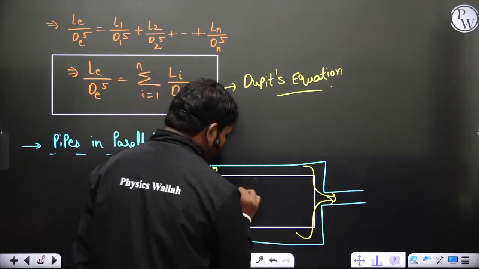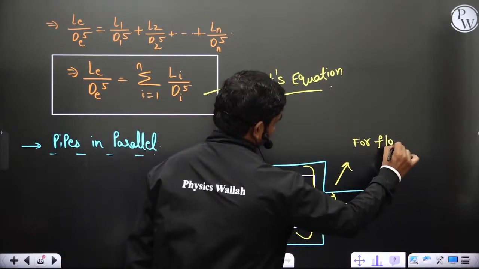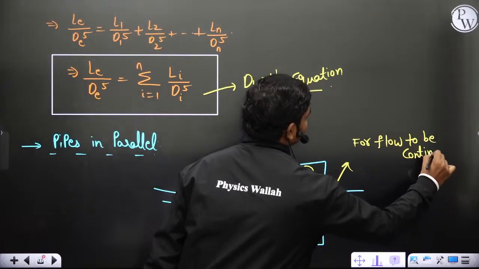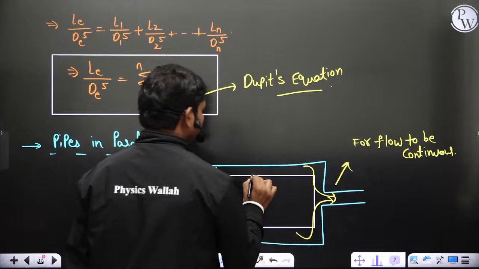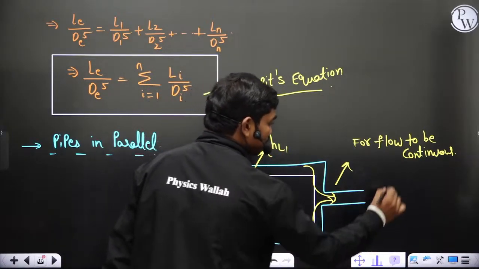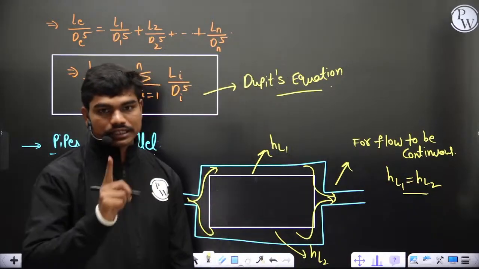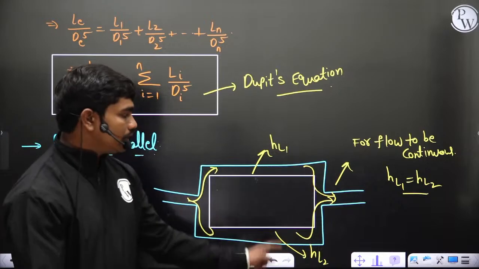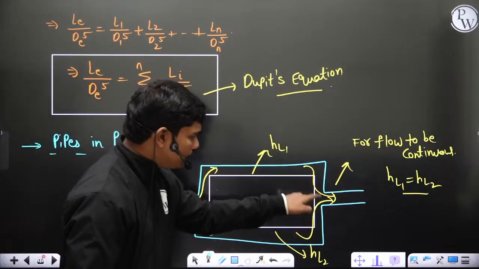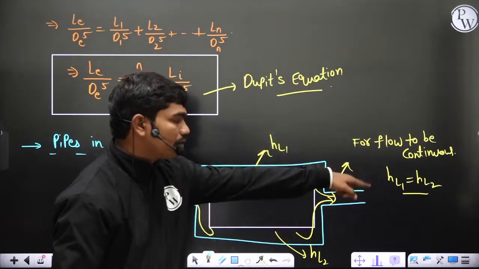For the flow to happen, for flow to be continuous, if the losses here is HL1 and the losses here is HL2, then definitely HL1 should be equal to HL2. The reason for this is, if these two are not equal, then either only this fluid will go effectively and this fluid will stop, or if this fluid goes effectively, this will stop, if these two are not equal.